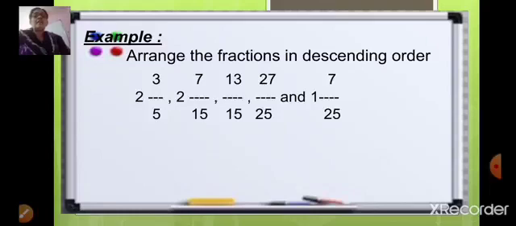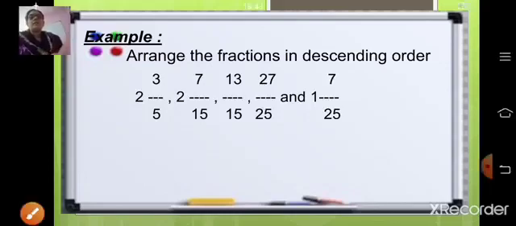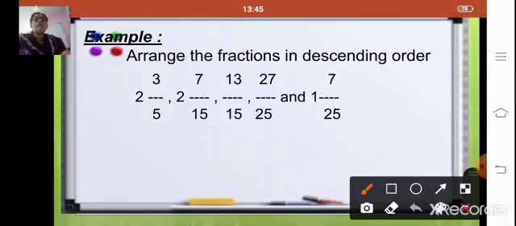Just see carefully, children. Here there are some fractions, mixed fractions as well as improper fractions. The first fraction is 2 3 upon 5. The second one is 2 7 upon 15. Then we have 13 upon 15, which is a proper fraction. Then 27 upon 25 and 1 7 upon 25. So there is a mixture of proper, improper and mixed fractions.